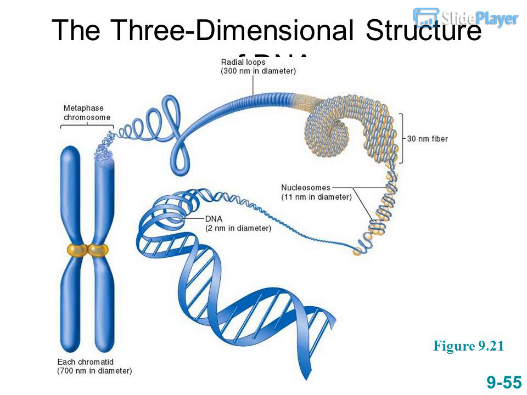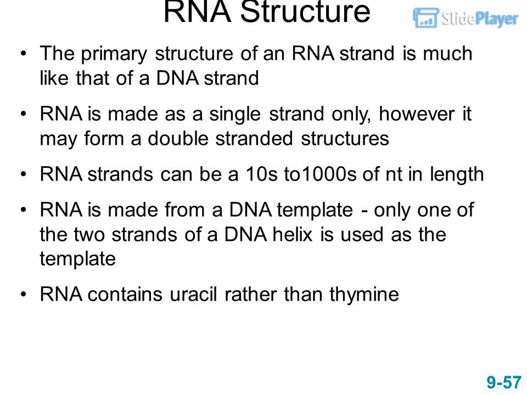Figure 9.21. RNA structure. The primary structure of an RNA strand is much like that of a DNA strand. RNA is made as a single strand only, however it may form double-stranded structures. RNA strands can be 10 to 1000s of nucleotides in length.